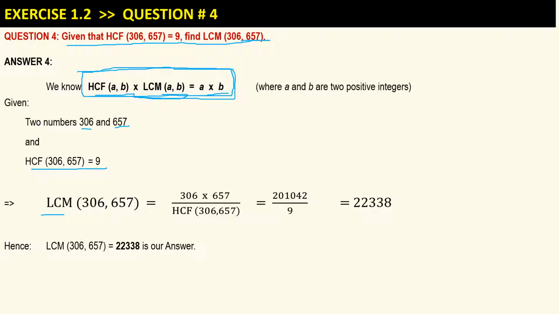So in our case, LCM of the numbers 306 and 657 will be 306 multiplied by 657 divided by the HCF of these two numbers, which will be equal to 201,042 divided by 9, which will be 22,338. Hence, we can say that the LCM of 306 and 657 is equal to 22,338 as our answer.